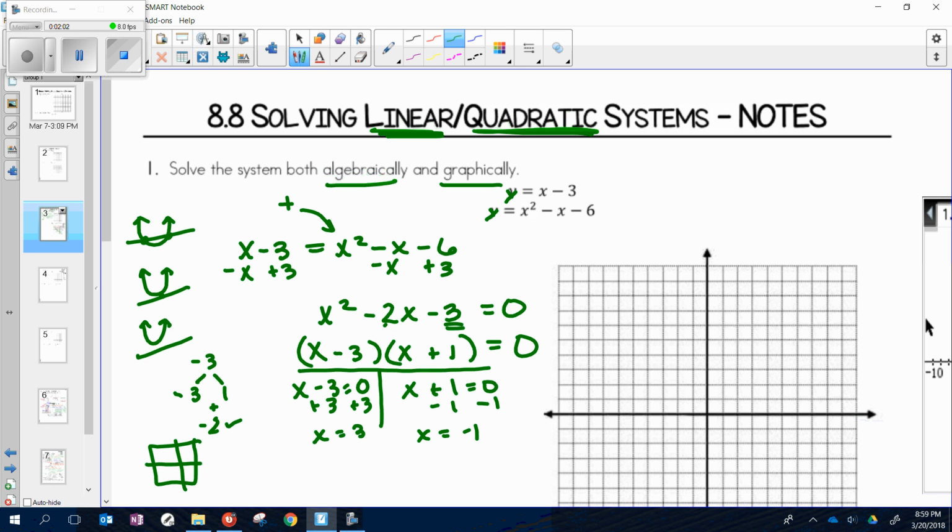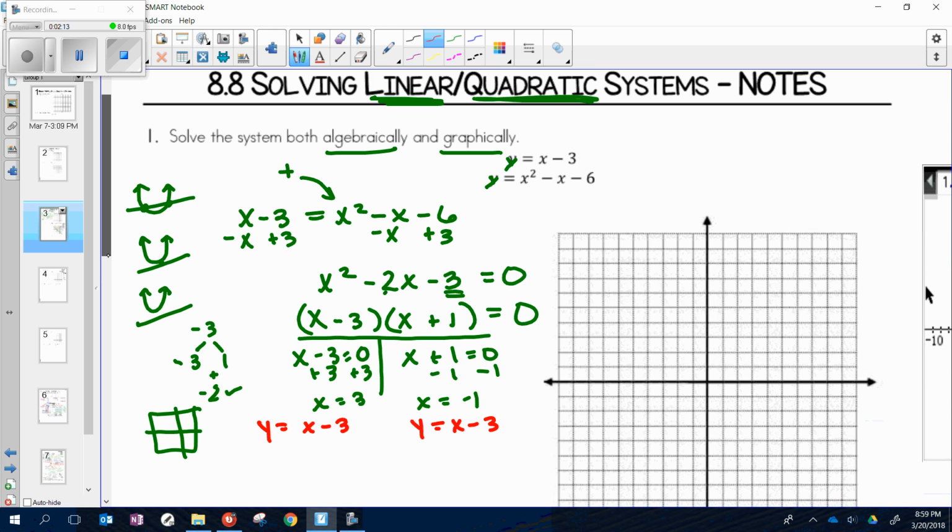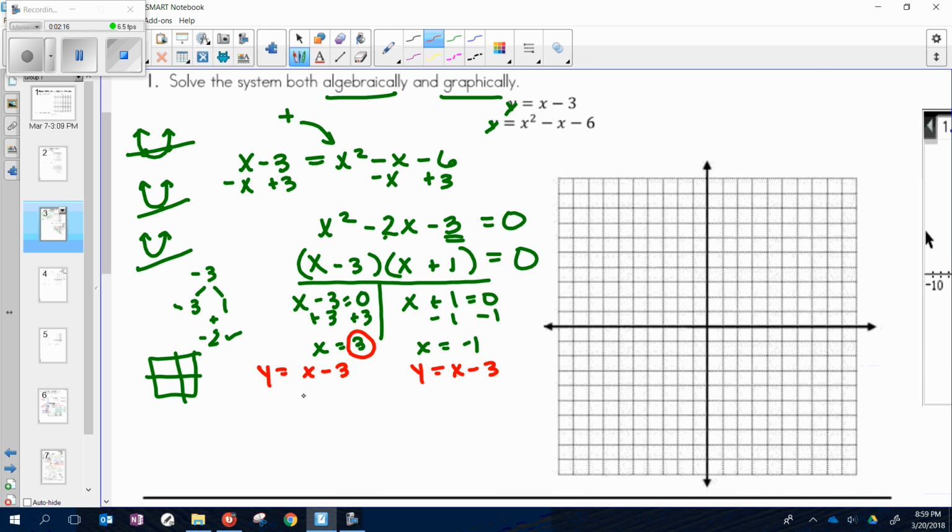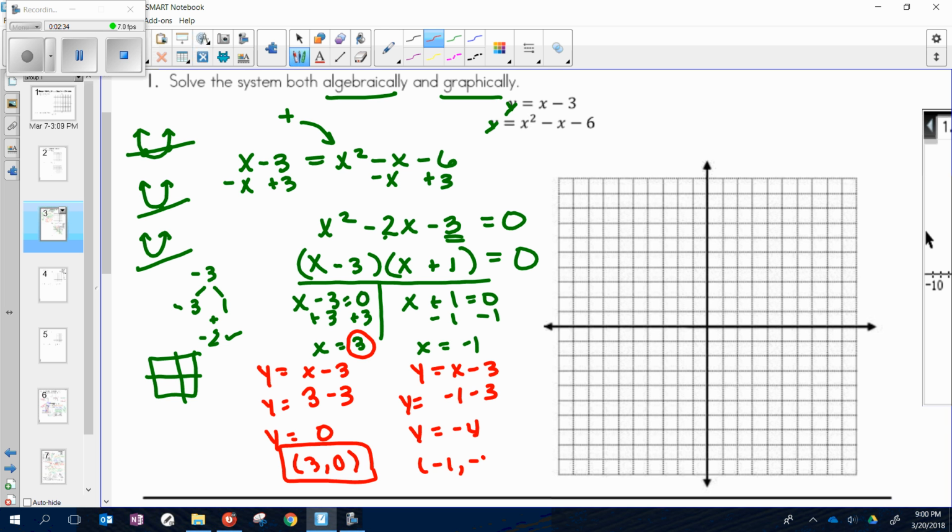I have 3 and negative 1 for my x values, and I'm going to go back to an easy equation and find the y value that goes with each x value. I have to write it twice because I'm going to use it twice. So if x is 3, it's 3 minus 3, so y would equal 0. 3, 0 is one of the answers. And then put the negative 1 in, so negative 1 minus 3, so y would equal negative 4. Negative 1, negative 4 is another answer. So there's two answers. These are written like ordered pairs.